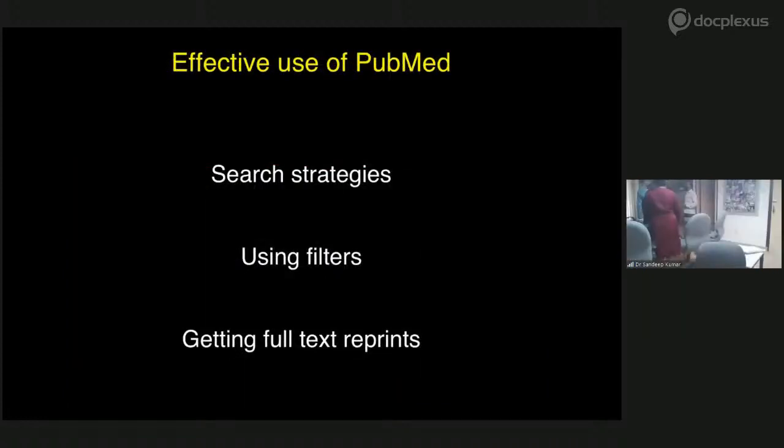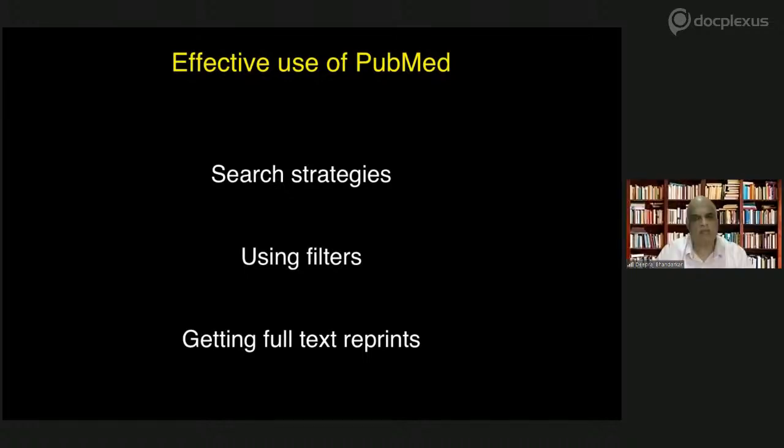So how does one effectively use PubMed? What are the search strategies that we use? What are the filters that we use? And how does one get a full text reprint? We're not going to go into the details of PubMed.